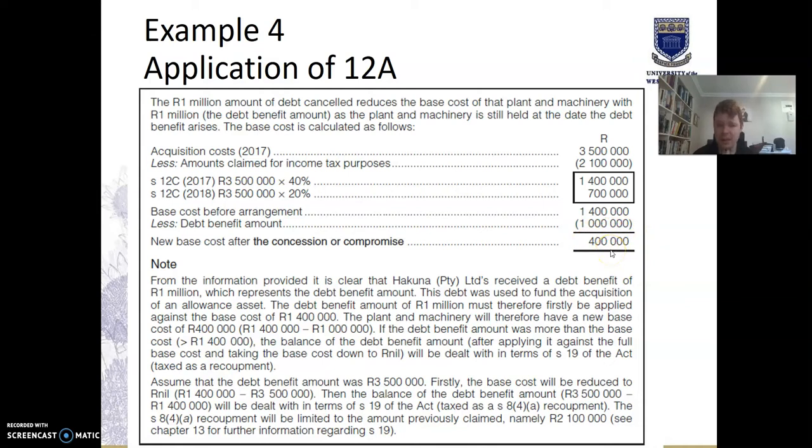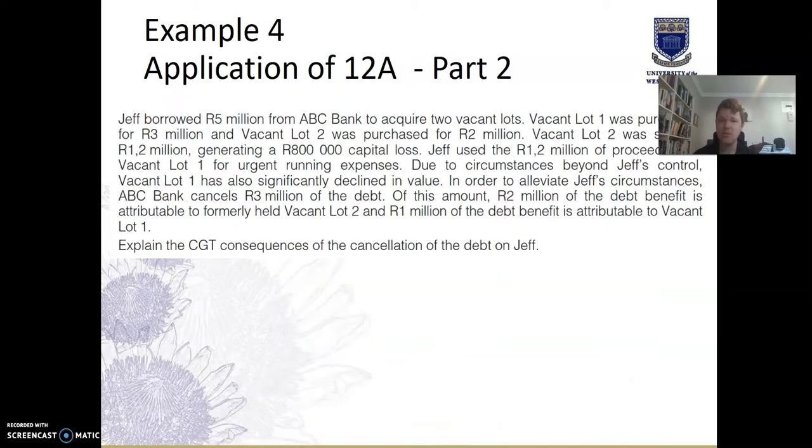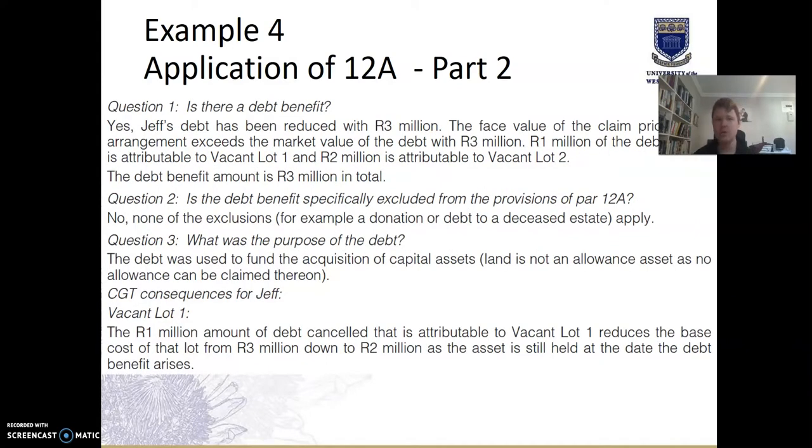This example is a little bit easier because we haven't yet sold the asset. Example part 2 speaks about scenarios where we've now actually sold the asset. I want you to read this in your own time. I'm not going to read it to you, but the situation here is that there's a debt benefit and we've already sold some of the assets. Okay. So what you need to ask yourself, again, is there a debt benefit? Yes, there is. Is it on the list? No, it's not. What was the purpose of this debt? It was to buy the pieces of land.